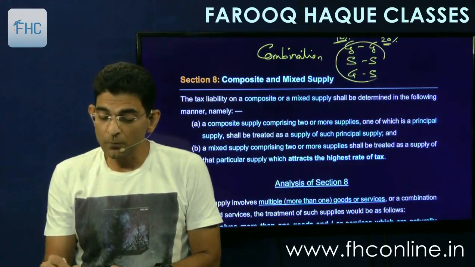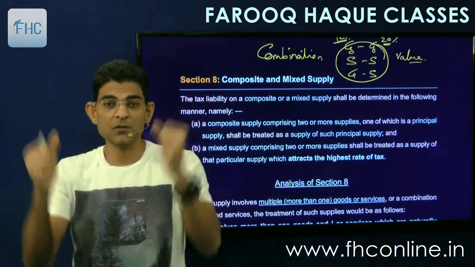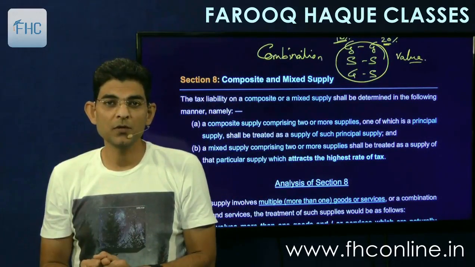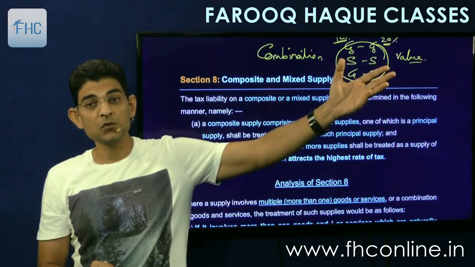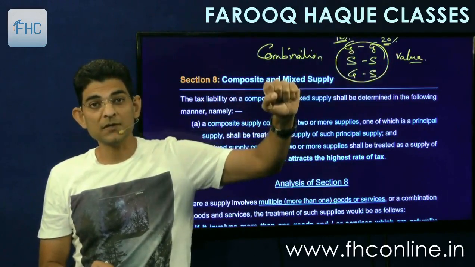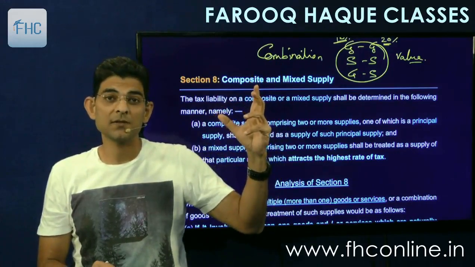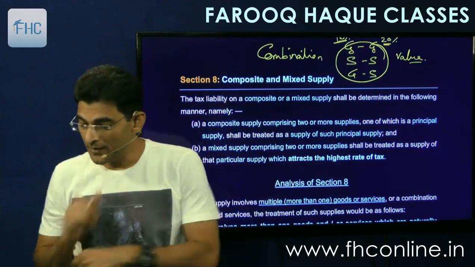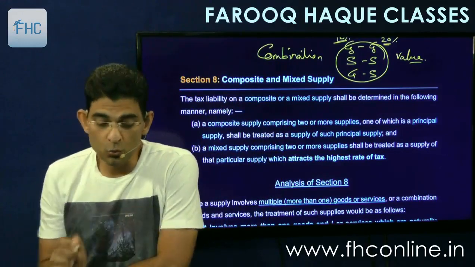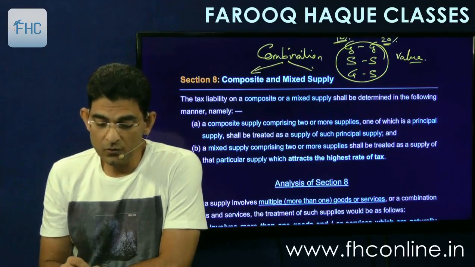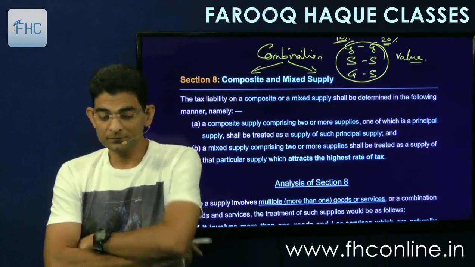you have got a combination value, the value that you have charged is of the whole combination, a composite value. So then the question is that on this value, what rate should we apply, 10% or 20%? That problem is solved in this section. So what this section does is distinguish the combination into two, either composite or mixed. So what is composite and what is mixed? Let's see.